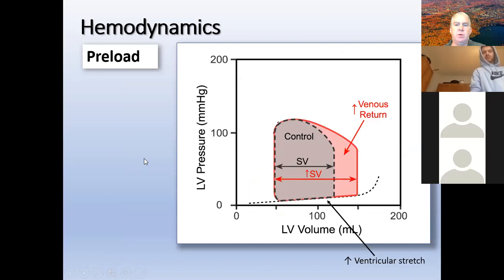So what happens when preload increases? Preload is your venous return. You get a greater venous return, which means this stretches out further before the systole starts, and then you get more blood coming out because you've got more blood in it. You've increased the inotropy of the heart. So stroke volume is basically the difference between this and this, right? This is end systolic pressure. This is end diastolic volume. So you're increasing that end diastolic volume, so you're getting a greater stroke volume.